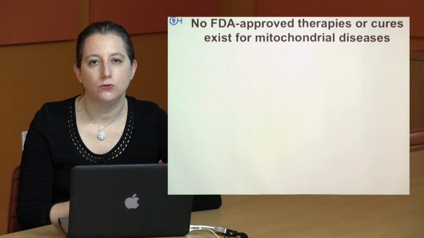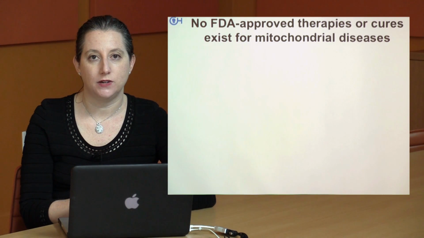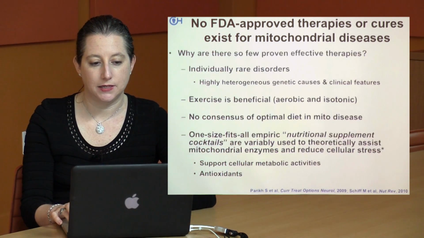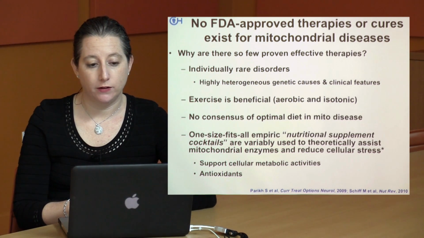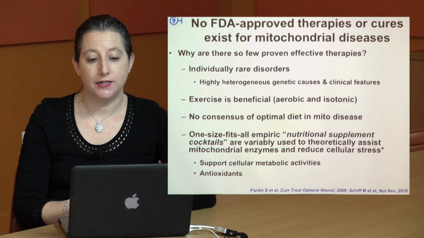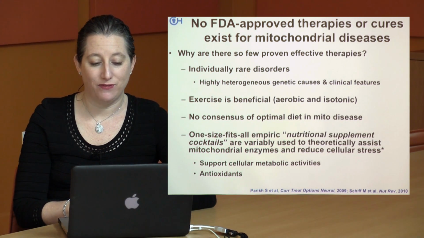So moving to therapies, we are getting definitely better at diagnosing mitochondrial diseases compared to a decade ago, and yet we have no FDA-approved, or Food and Drug Administration approved, therapies or cures for mitochondrial disease. Why not? Well, again, they're individually rare disorders. They're highly heterogeneous. They don't have one genetic cause, and they don't have even one organ system that they affect.